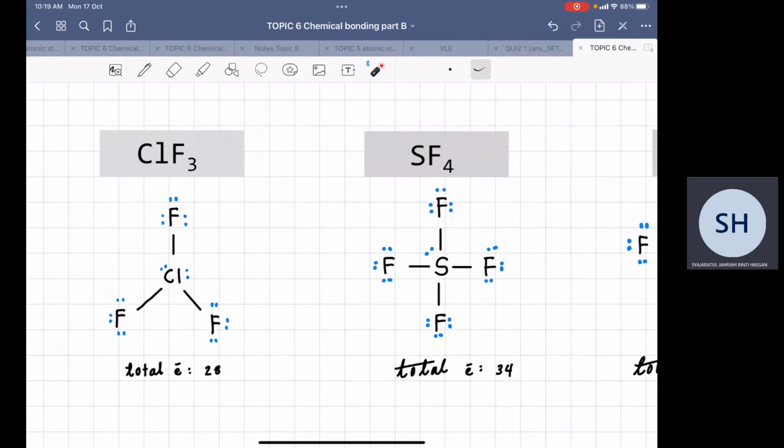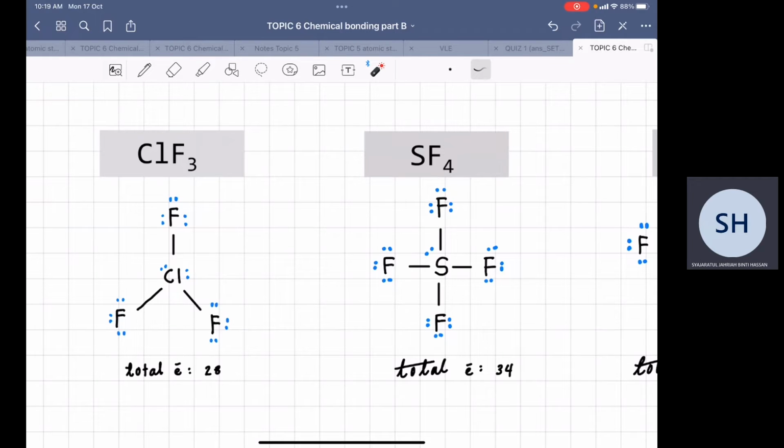Okay, for the sake of learning, I trust you already tried your best to learn how to draw Lewis structures. So I put a shortcut here. Here is the Lewis structure. From the Lewis structure, what do we want to look at? We want to look at the bonding pairs and lone pairs.